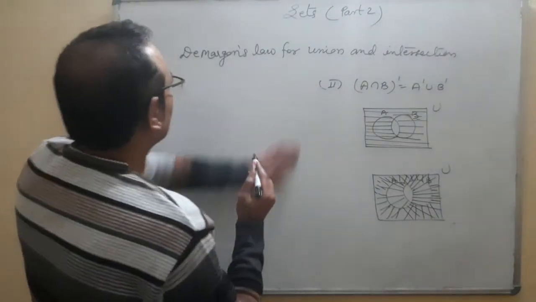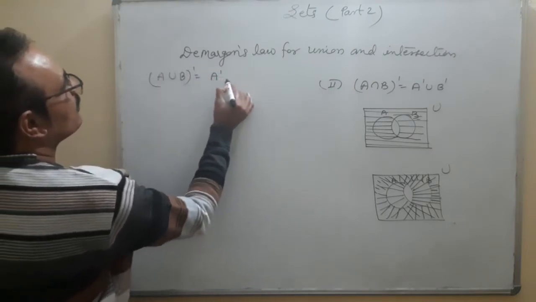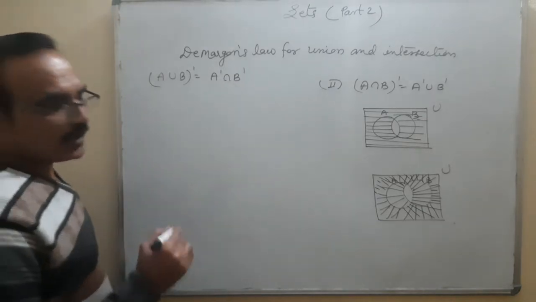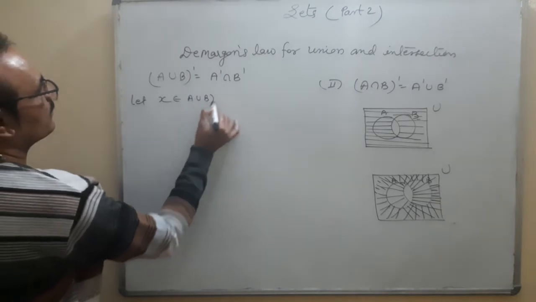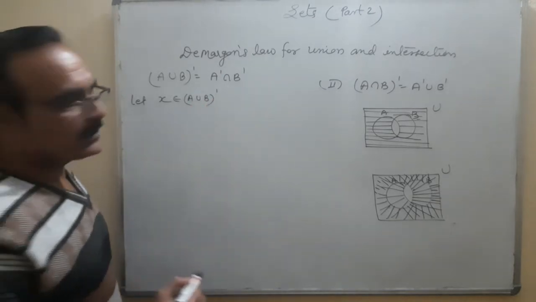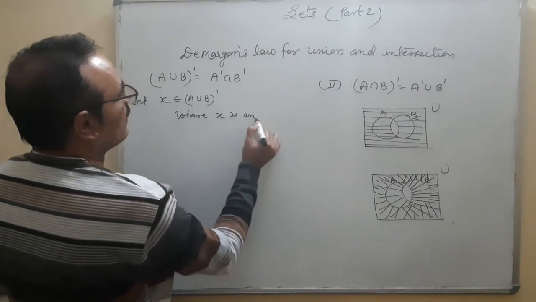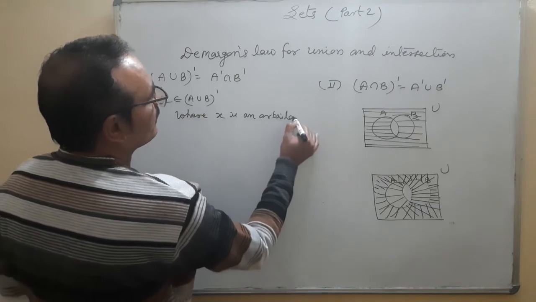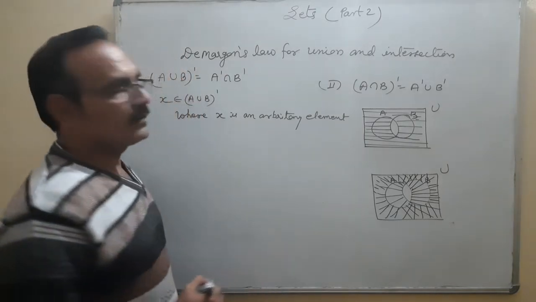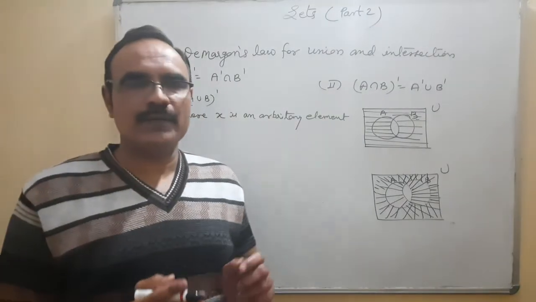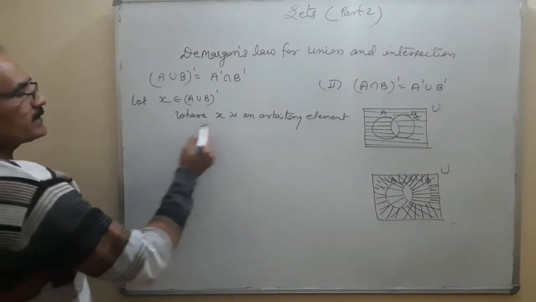(A union B) complement is equal to A complement intersection B complement. Okay. How to prove it? Suppose let X belongs to (A union B) complement. Okay. Where what is X? X is an arbitrary element. What is the meaning of it? The meaning of arbitrary element, that means this is the element which is representing each and every element. Okay. So X is an arbitrary element.